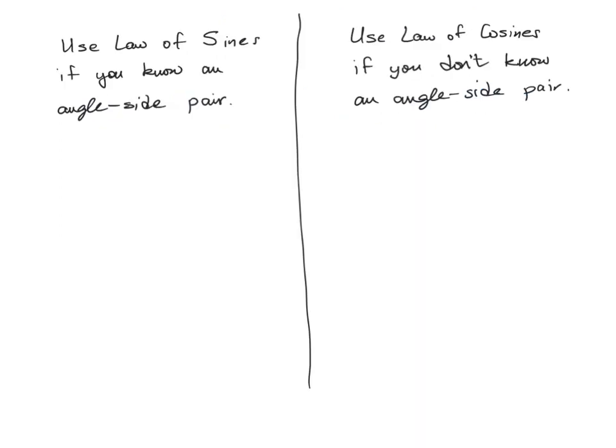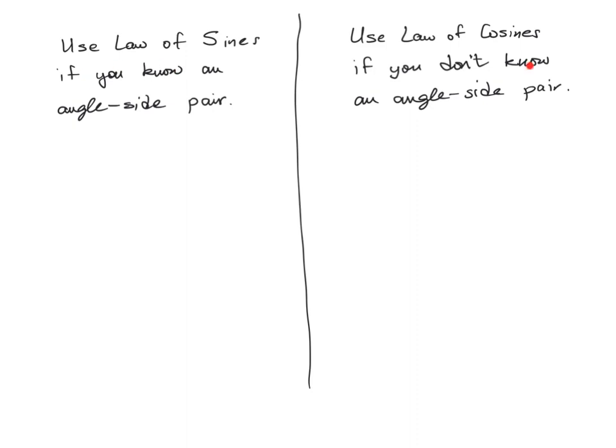So now we have the two methods, the law of sines and the law of cosines. We're going to use the law of sines if we know an angle-side pair, angle A and little a, or angle B and little b, etc. So you can use sine A over a equals sine B over b, etc. And then use the law of cosines if you don't know an angle-side pair.